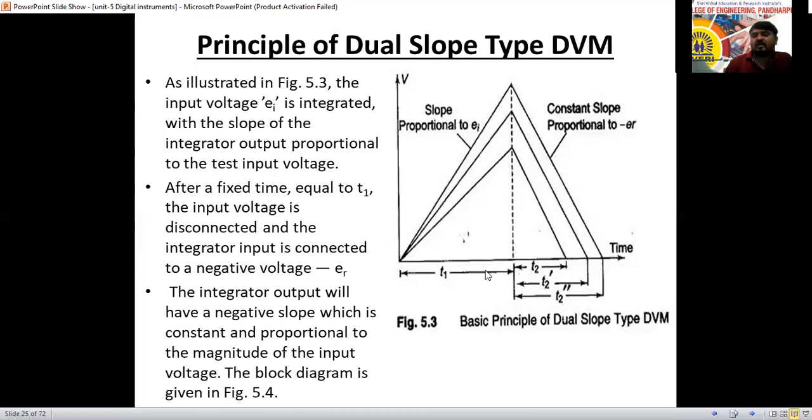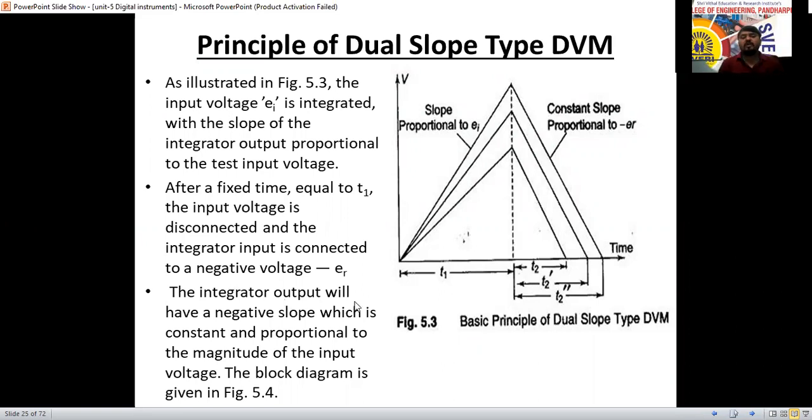After a fixed time T1, the input voltage is disconnected here. Now we are going to disconnect the input voltage, and the integrator input is connected to the negative reference voltage we have taken here. Now that one we are going to connect here. We have to remove the input, and the integrator input we have connected over there.